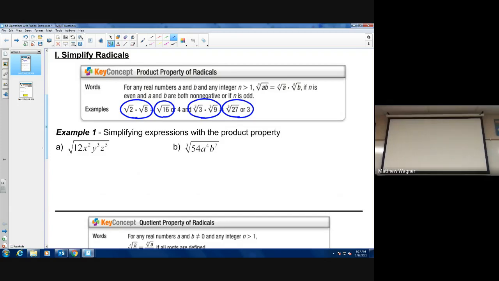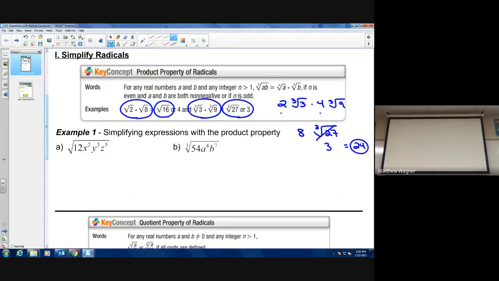What's outside stays outside, what's inside stays inside. So if you have something like 2 times the cube root of 3 and 4 times the cube root of 9, what you're going to end up doing is keeping what's outside outside, what's inside stays inside, and then you simplify down to get your answer of 20.